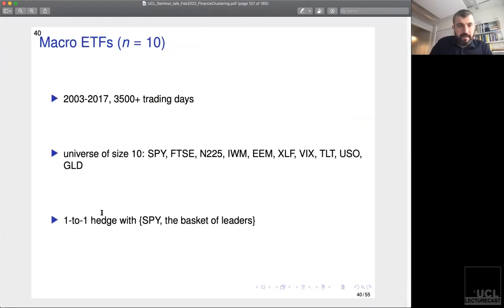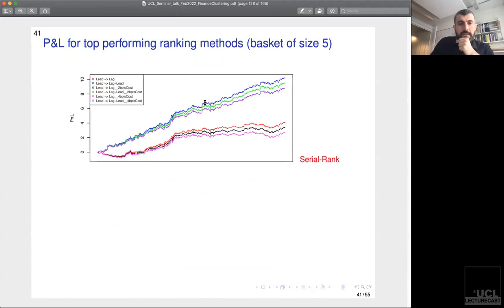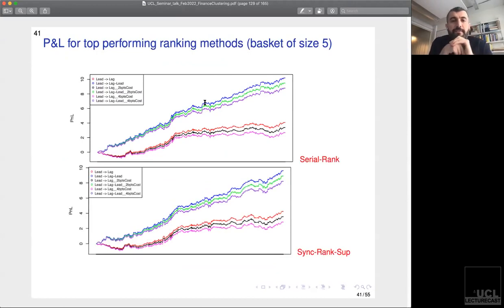Okay, so then, fast forward a couple of years later, after Cucuringu in 2017, I revisited this problem, and I said, okay, let's try to leverage it for some prediction tasks. So I took some macro ETFs, like SPY, FTSE, Nikkei, IWM, and so on. XLF also, VIX, bonds, oil, gold, and so on. So just a very small universe of 10 instruments. And let's see how this approach would work. If you look at the P&L resulting from this, it was looking surprisingly good.